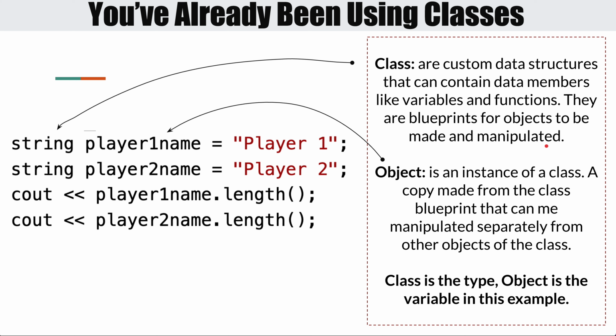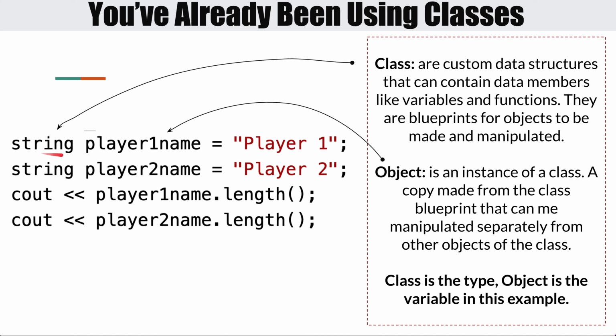Now, when we say they are blueprints for objects, what we're saying is you can make multiple copies of that, okay? An object is a copy, and you can manipulate them separately. So, for instance, when you've been making strings in C++, which you have by putting that word there, you have made a class. String is a class, okay? And that's why you have methods, right?